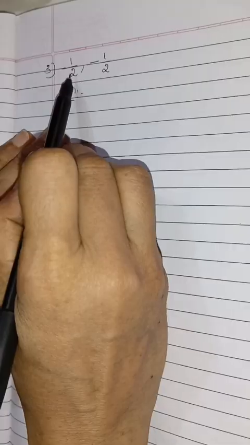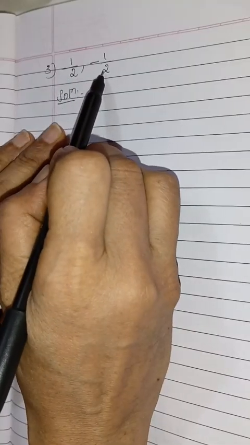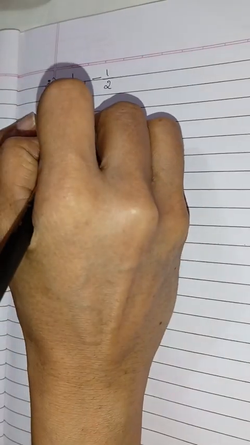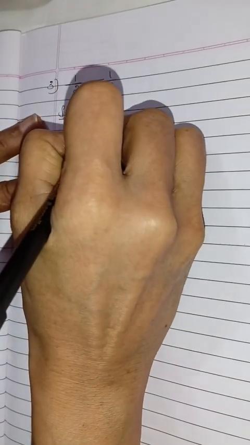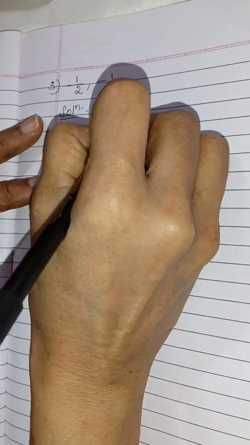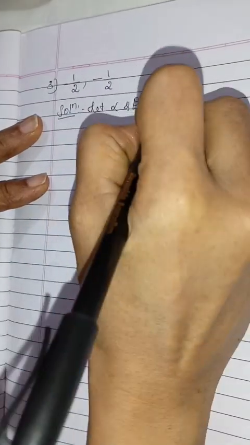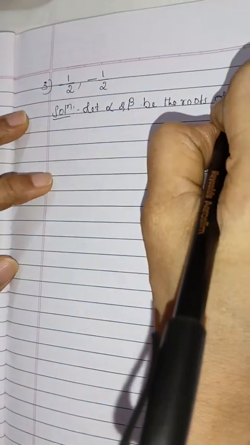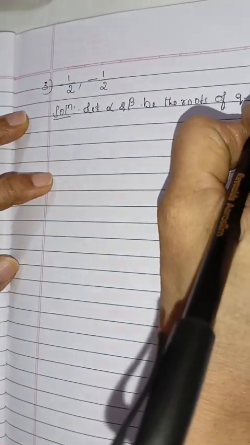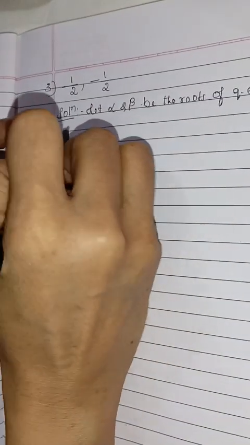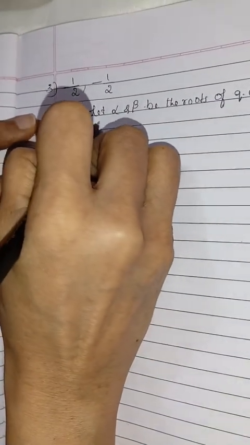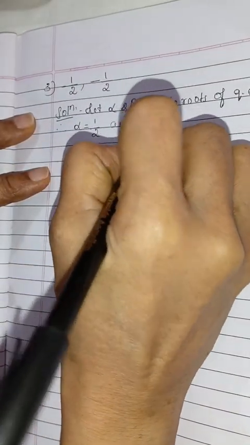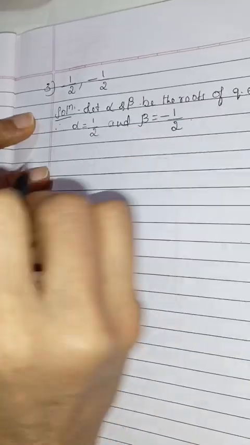Third one is 1 by 2, another one is minus 1 by 2. Therefore, let alpha and beta be the roots of the quadratic equation. Therefore, alpha is 1 by 2 and beta is minus 1 by 2.